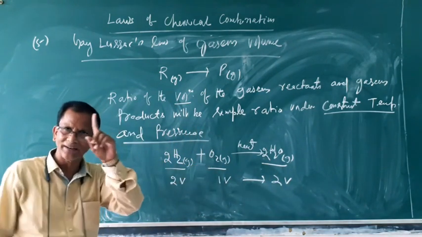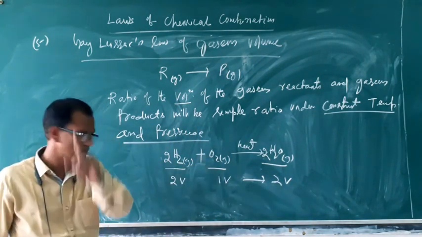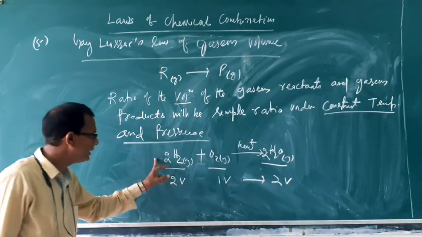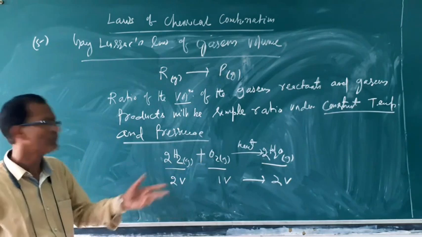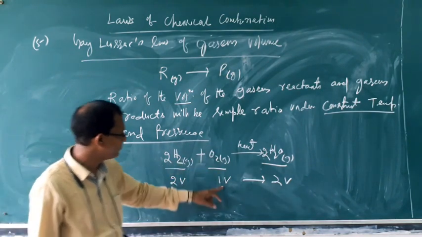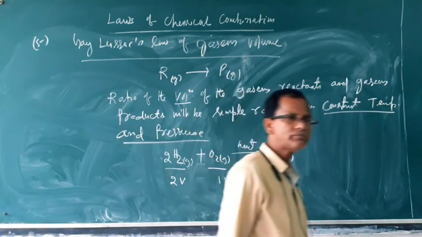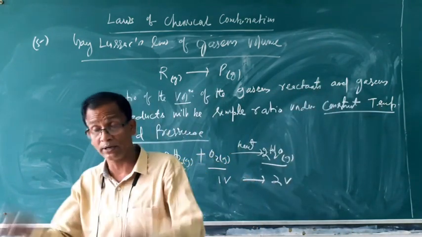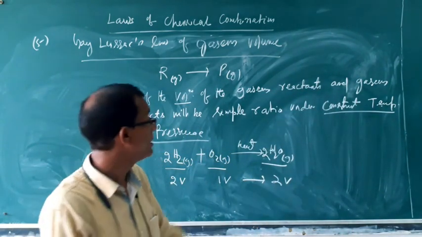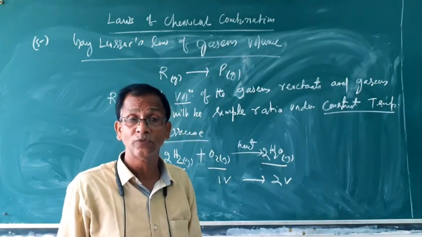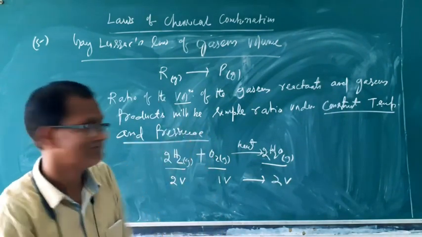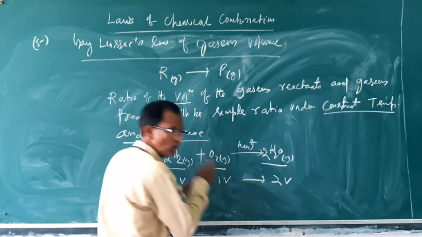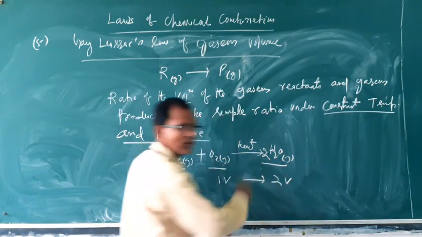Number of oxygen molecules is 1, so 1V. Here hydrogen molecules are 2, that value is multiplied, that is the volume. Here 2 volumes, here 1 volume, here 2 volumes, because the condition is that temperature and pressure are constant. When temperature and pressure are constant, equal molecules contain equal volume. Here 2 molecules 2V, 1 molecule 1V, 2 molecules 2V.